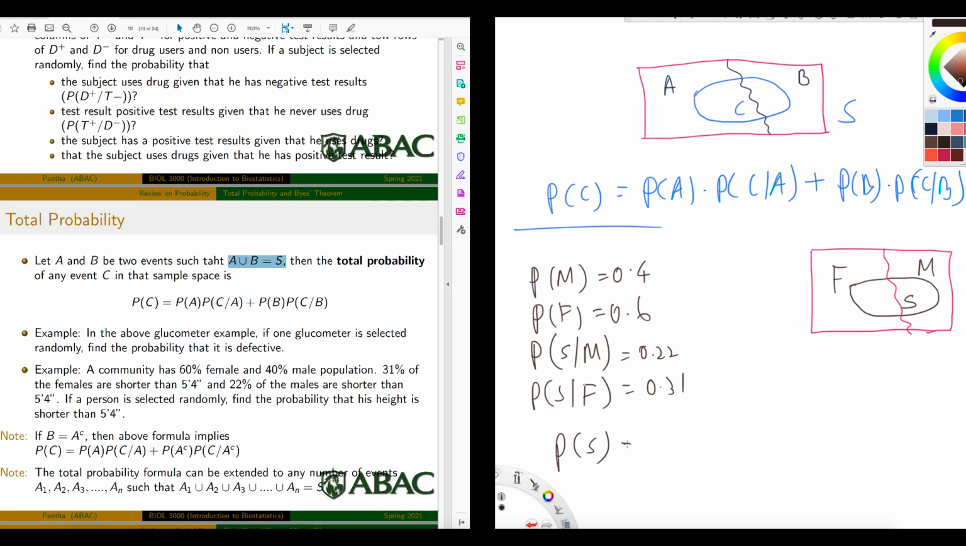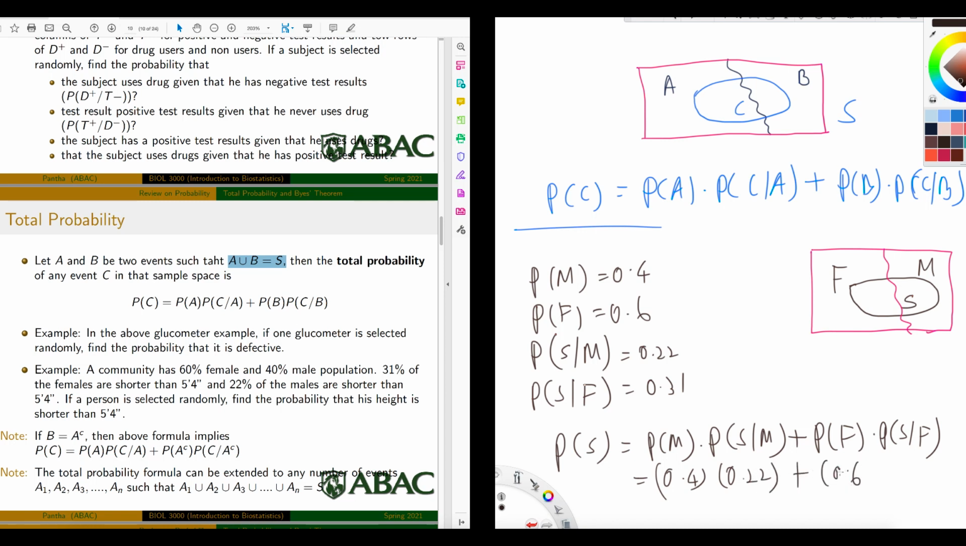So if you do that, the S stands for the people whose height is shorter than 5 feet 4 inches. So it will be the probability of male times the probability of shorter given that he is a male, plus the probability of female times the probability of shorter in the group of female. So if you do that, you will get 0.4 times 0.22 plus 0.6 times 0.31.